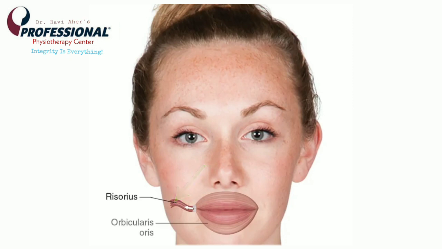This would widen the mouth, which is part of the facial expression of laughing. So the name risorius literally means laughing, and this muscle helps to create that facial expression. Risorius.